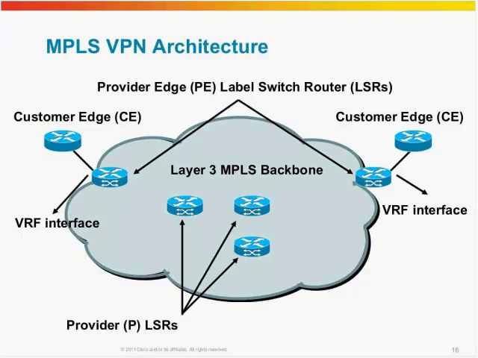The interface on the PE device, which is connected to the CE device, is known as the VRF interface. And the provider LSR is again a label switch router that belongs to the service provider without any customer side directly connected. So the basic functionality of the provider device is to provide intercommunication between CE devices.